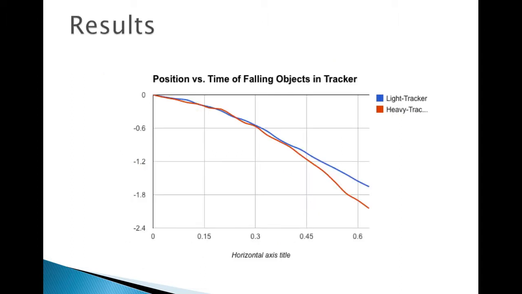So here are the results, and these are the Tracker results. As you can see, the blue line represents how far the lighter stack fell based on time, and the red line represents how far the heavier stack fell based on time. As time goes on, the red stack falls at a faster rate than the blue stack. One can see that the drag force has more of an opposition to a lighter object, and has more influence on how it falls compared to the heavier object.